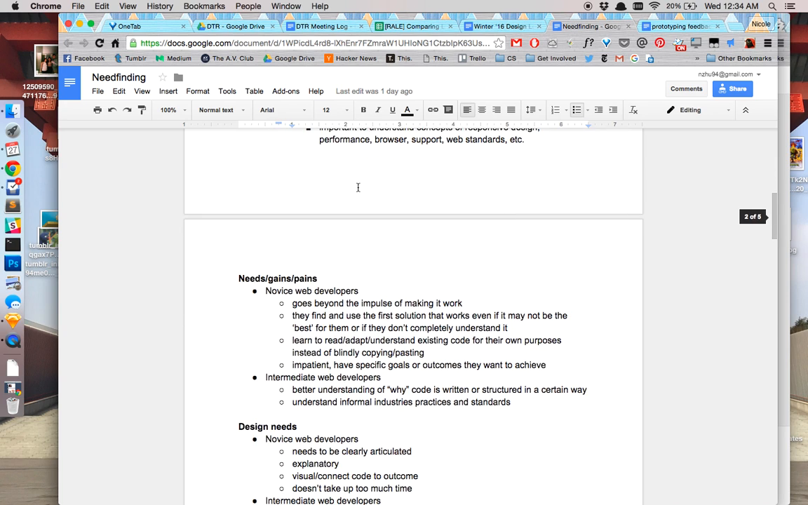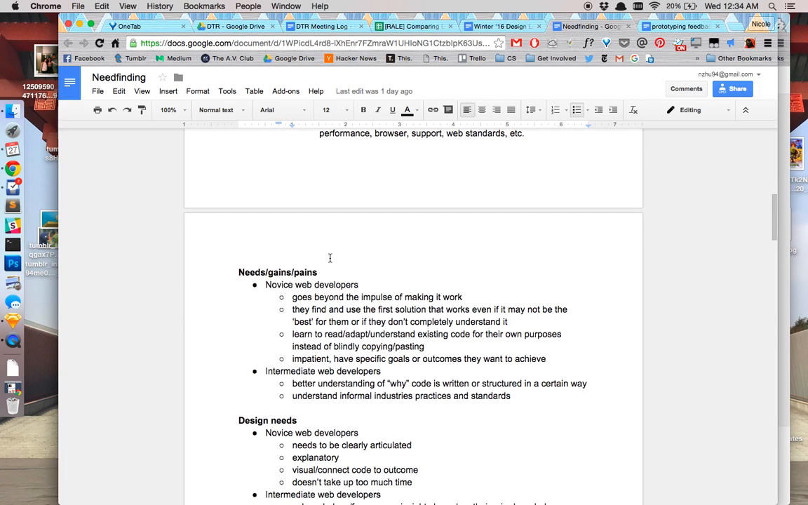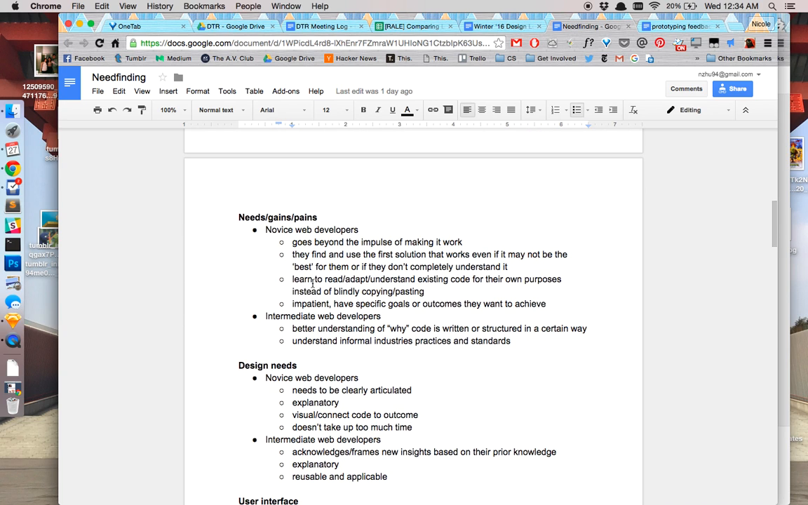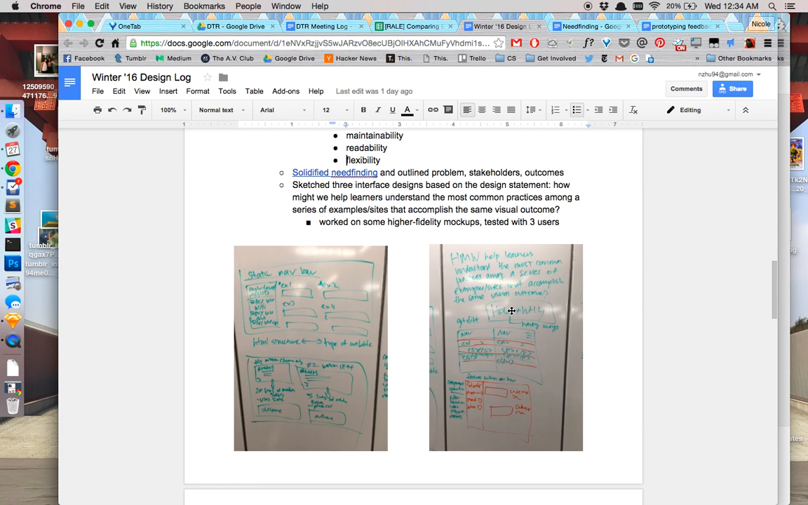And so the first part of my sprint was focused mainly on, again, defining the problem and the needs and pains of the users so that it would inform my design needs and would guide me through some basic sketching and prototyping of what this interface would look like.